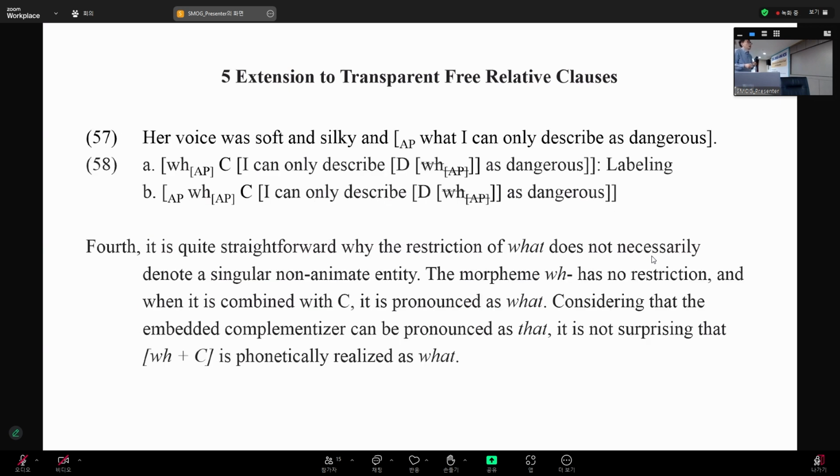Okay, and it is also very straightforward why the restriction of what does not necessarily denote a singular non-animate entity. It's because the morpheme WH has no restriction at all. And when it combines with C, it becomes a what.